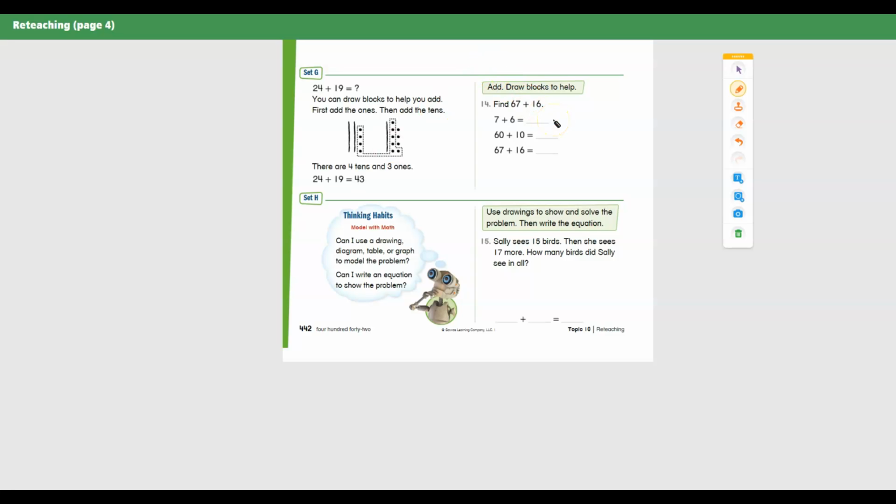For number 14, it wants you to add 67 plus 16. You can draw blocks on your paper to help. First, it has broken apart both numbers. Add together the ones, the tens, then you can add both of these sums to find your final answer. Add together your ones, your tens, to find your total sum for 67 plus 16.